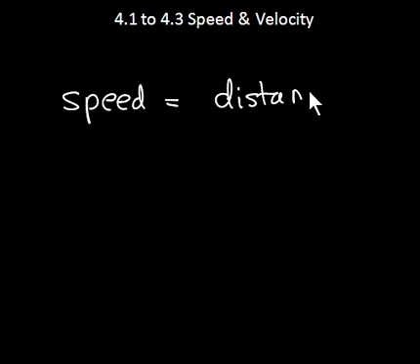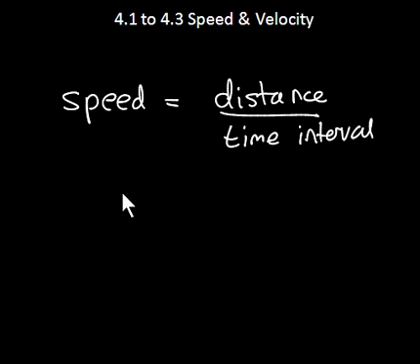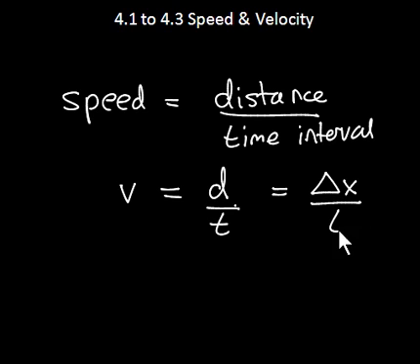Speed and velocity. As we talked about in class today, speed is simply the distance you've traveled divided by the time interval during which you travel. Okay? And as an equation, V represents speed, and D represents distance, and T represents time.